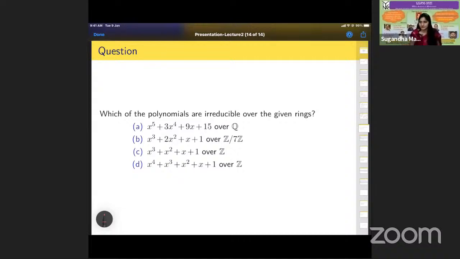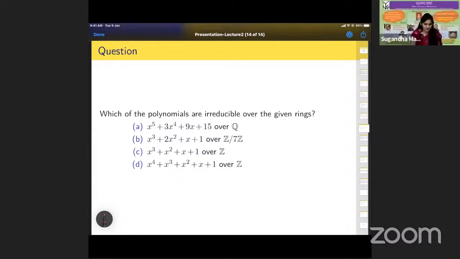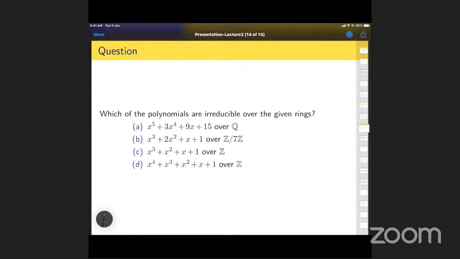Is it going fine, Vivek? I'm just concerned because on YouTube I do not see this moving. Sorry? Is it going smooth? Because on YouTube I see that there are some disconnections. No, it is working fine. Okay, sorry for the interruption then.